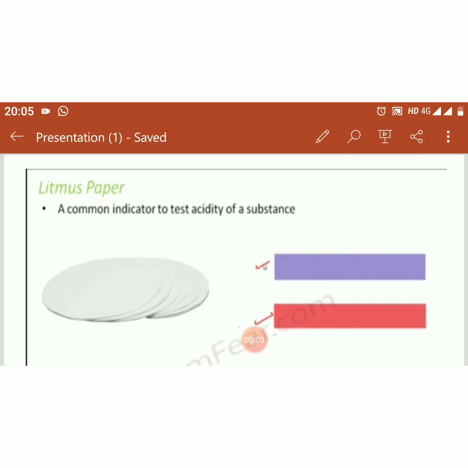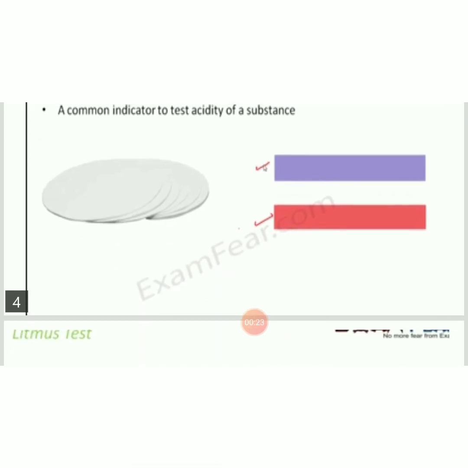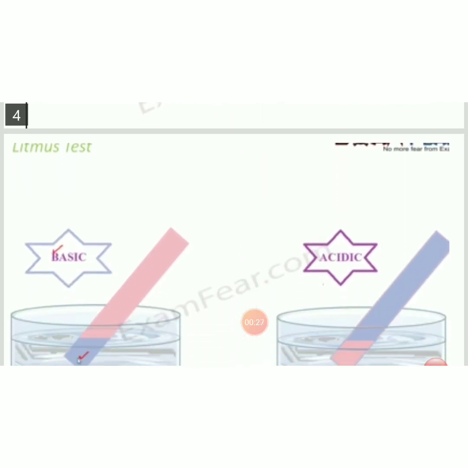But in neutral solution, it will become mauve color. Now, to make this process of testing more convenient, instead of using litmus solution, litmus paper is more commonly used. The most available litmus paper is red and blue, as shown in the picture. Let us see how litmus paper behaves differently with acids and bases.